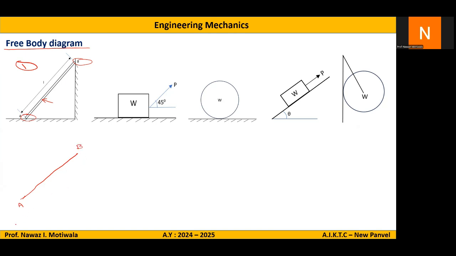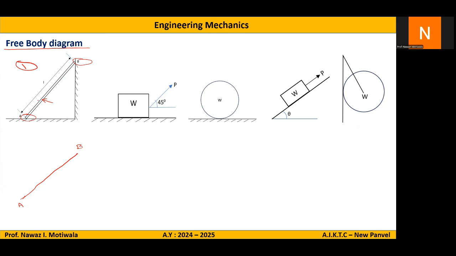Now, how to draw the free body diagram, or you can say what are the forces to be considered while drawing free body diagram. So the first force which we consider while drawing the free body diagram is the applied force. The force which is shown or which is applied on the body. So if I observe this figure carefully, there is no applied force which is applied on this particular body. So we will not make any applied force.